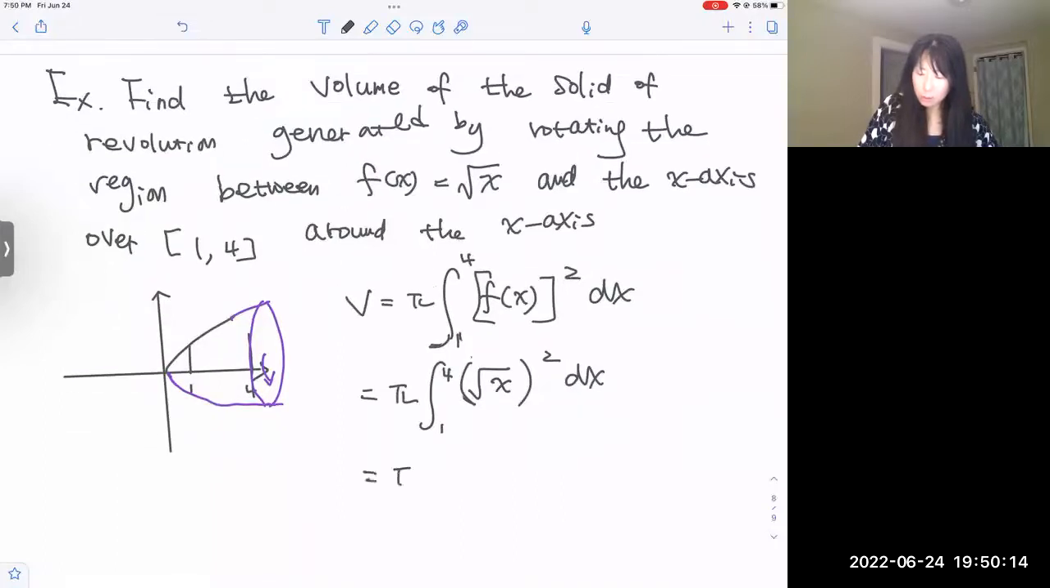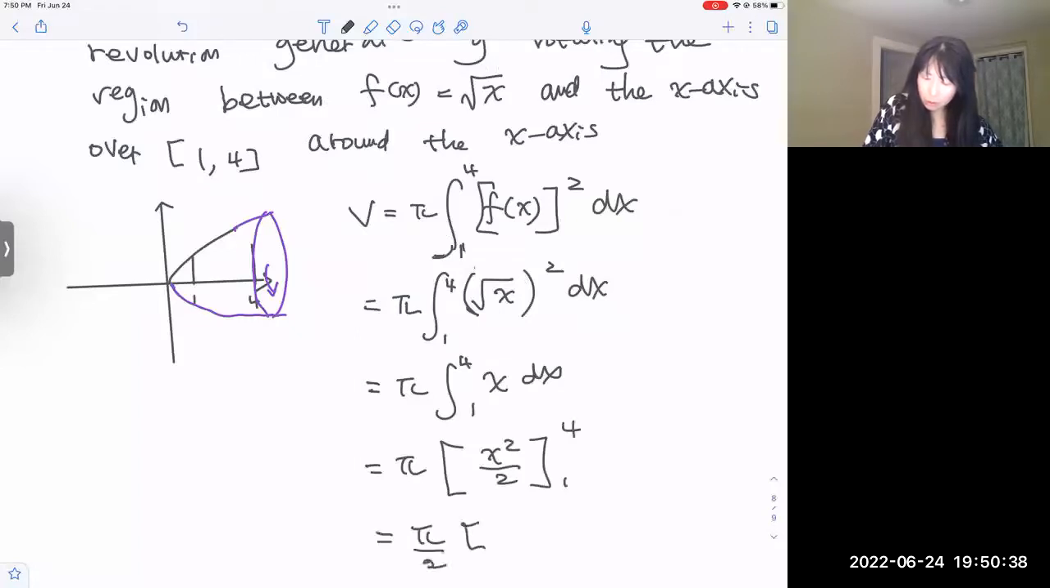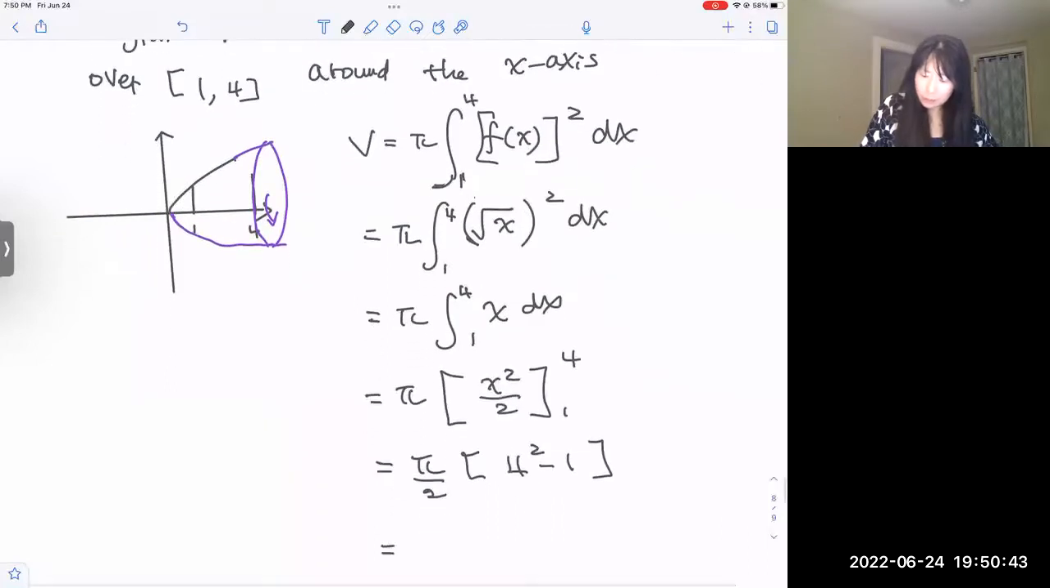Now, pi, we have x, 1 to 4. Now, with the antiderivative, what do we have? x squared over 2. Good. x squared over 2, 1 to 4. Easy, right? So take out the 2. 4 squared minus 1. What do you have? 15 pi over 2. Easy. So we have it, okay.